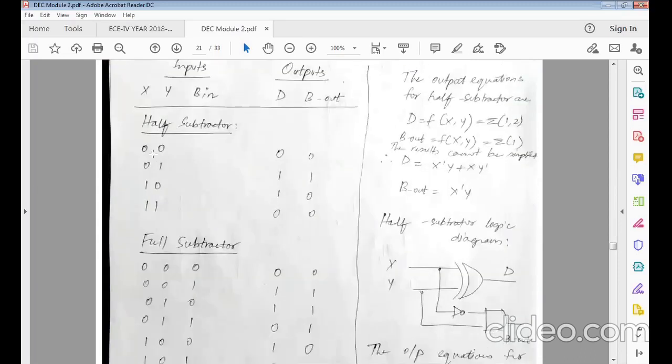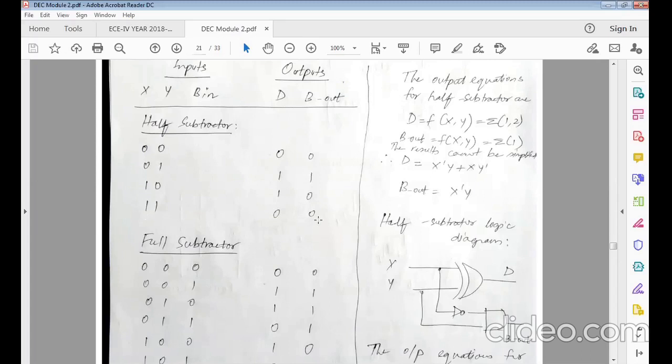So D is difference and B out is your borrow out. Fine. So 0 minus 0 is 0. 0 minus 1, 1 is the difference. 1 minus 0, 1 is the difference. 0 minus 1, important here, it is actually minus 1. So difference is actually 1 and borrow is also 1. Then 1 minus 0 is positive 1, so 1, there's no borrow out. 1 minus 1 is 0, borrow out is also 0.